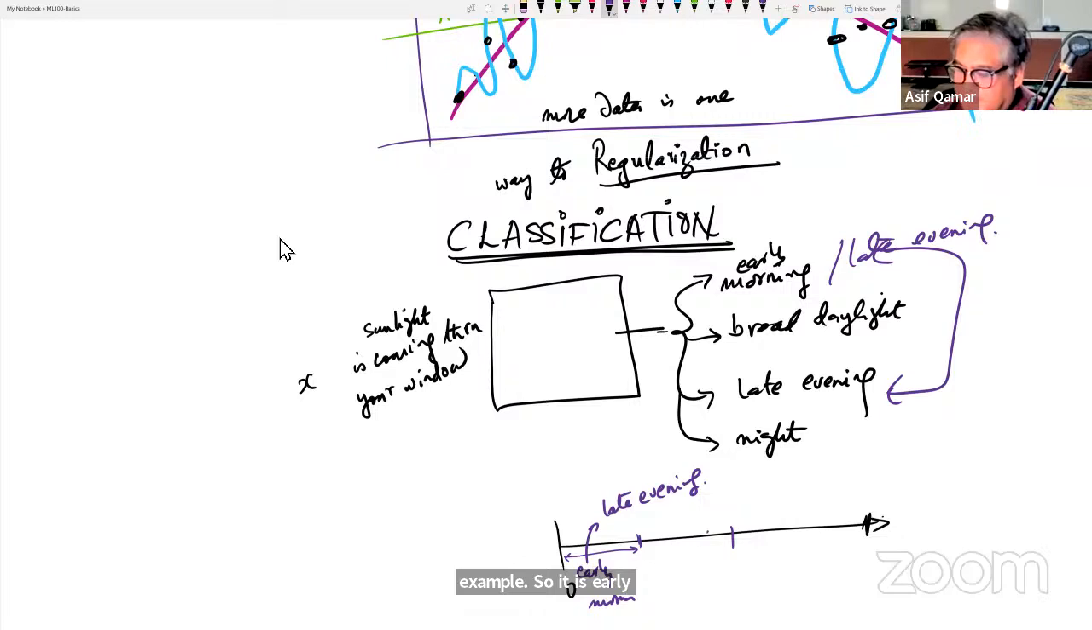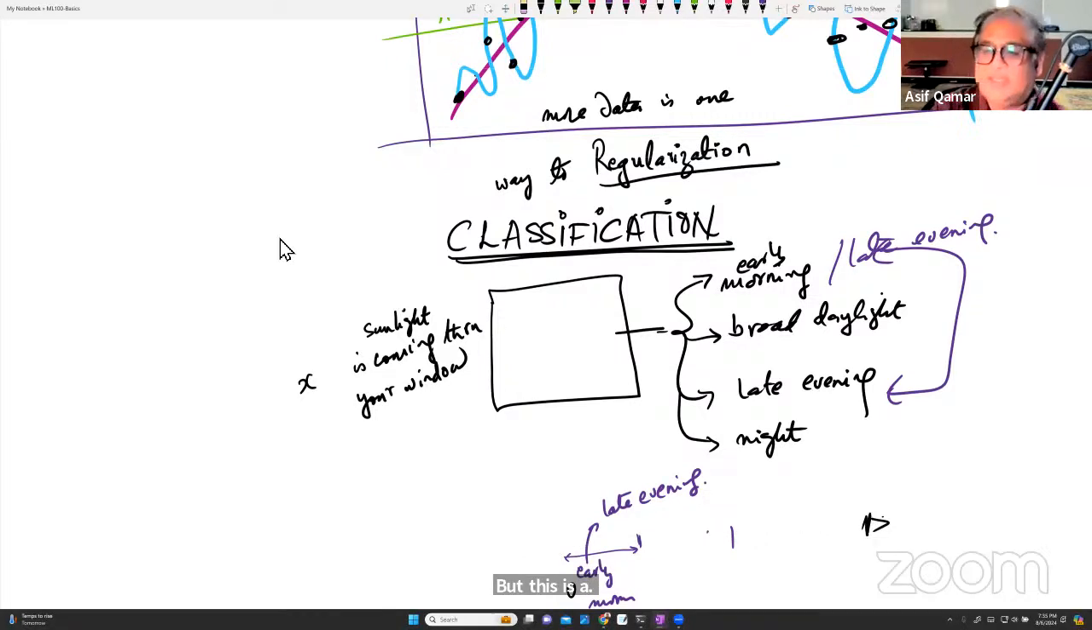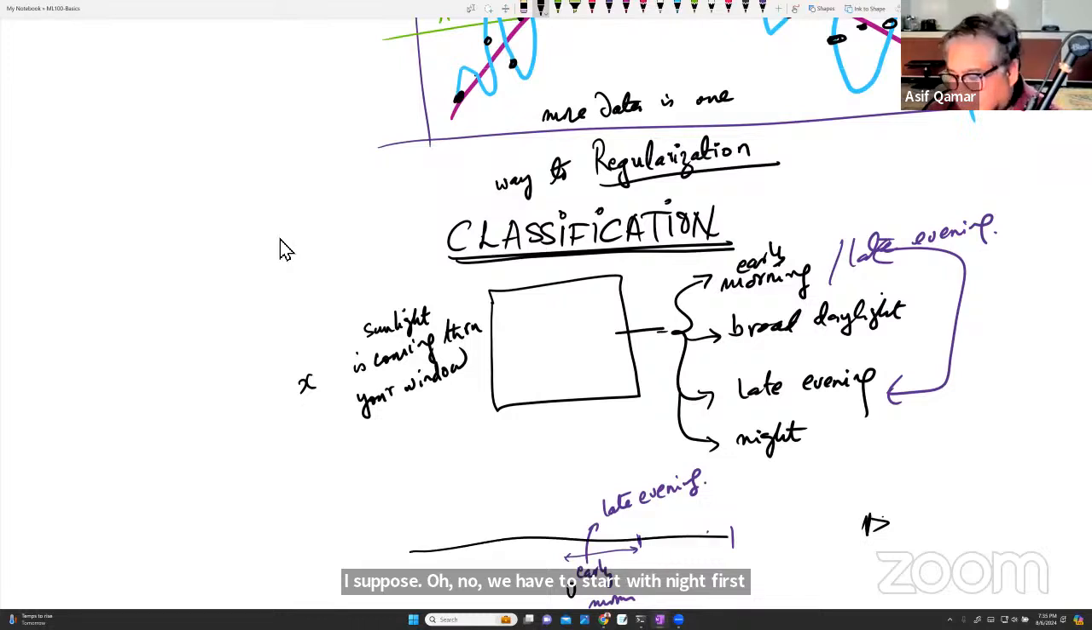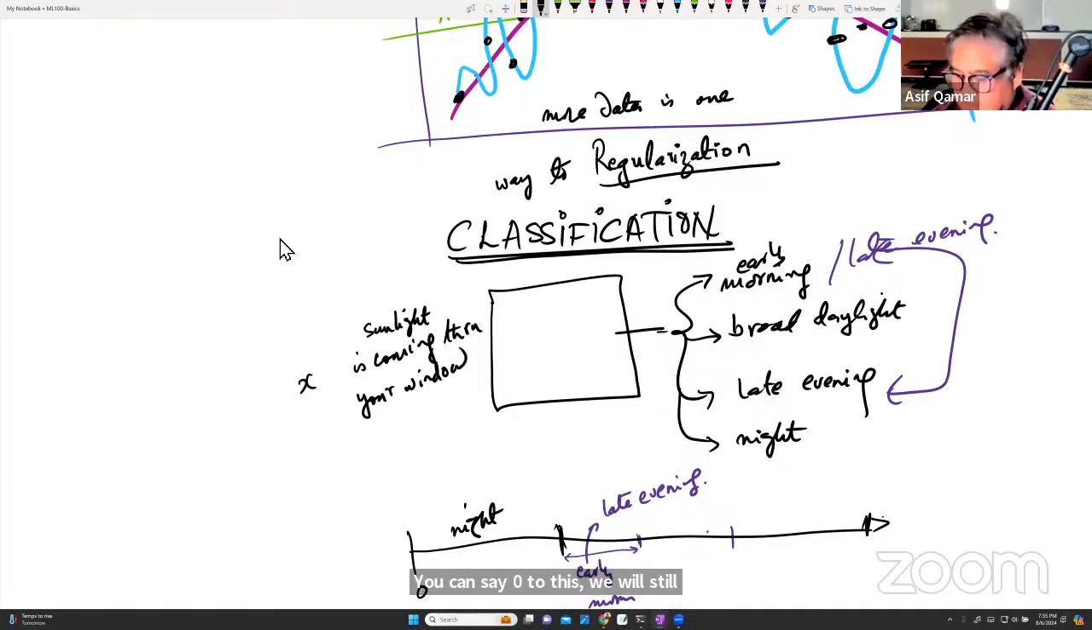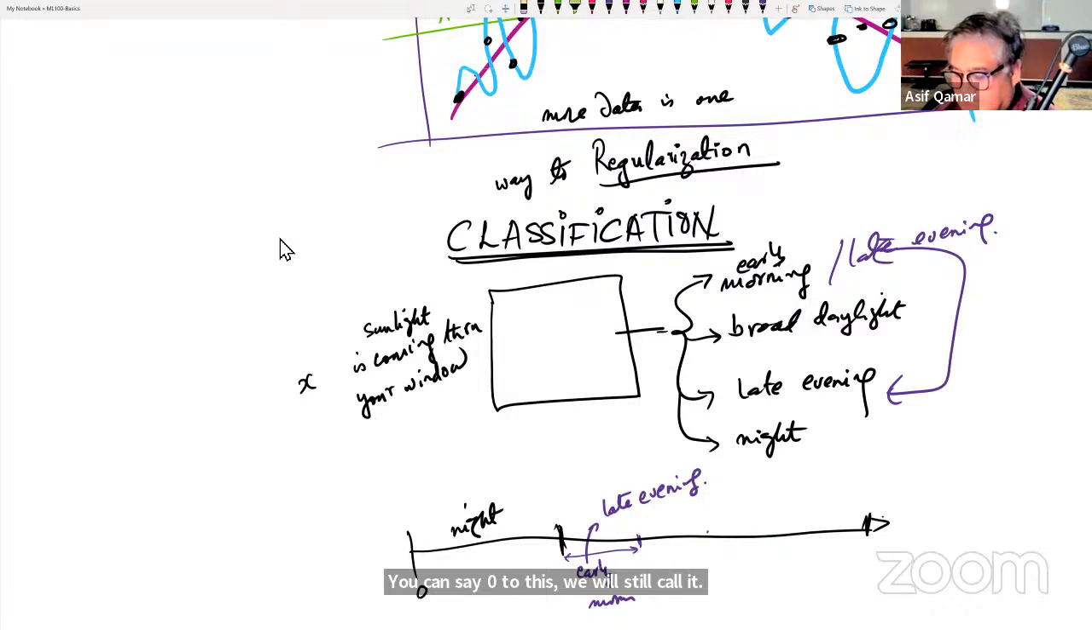Oh no, we have to start with night first. Up to a certain level, when there's very little light, you can say 0 to this, we will still call it night. Then this is early morning, and after that, late evening, and anything after that is daylight. Does that make sense? This is common intuition.